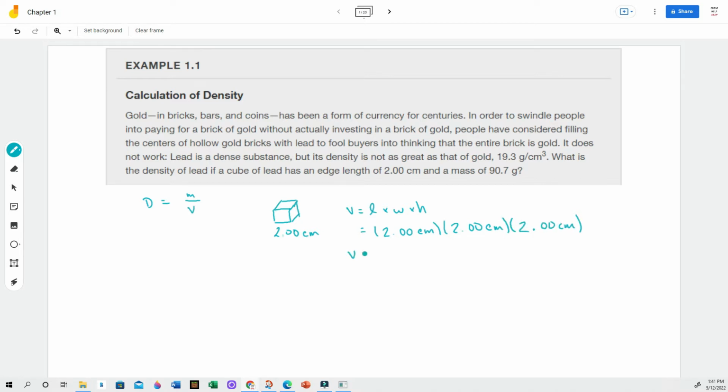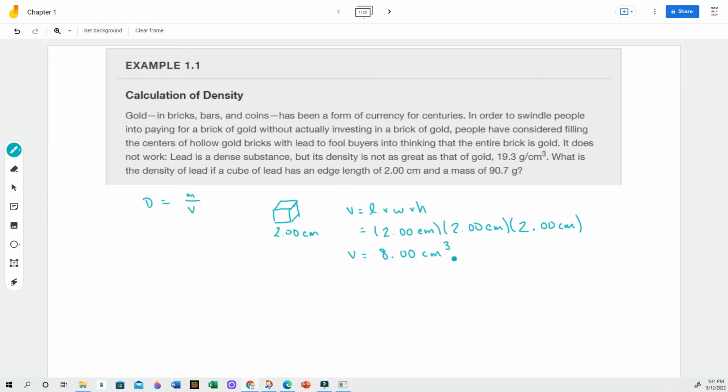So my volume for this cube is 8.00 centimeters cubed. Notice that not only do your numbers multiply, but also your units. I have centimeters times centimeters times centimeters. That's where the centimeters cubed comes from. And it makes sense because we have a volume, so we should have centimeters cubed.